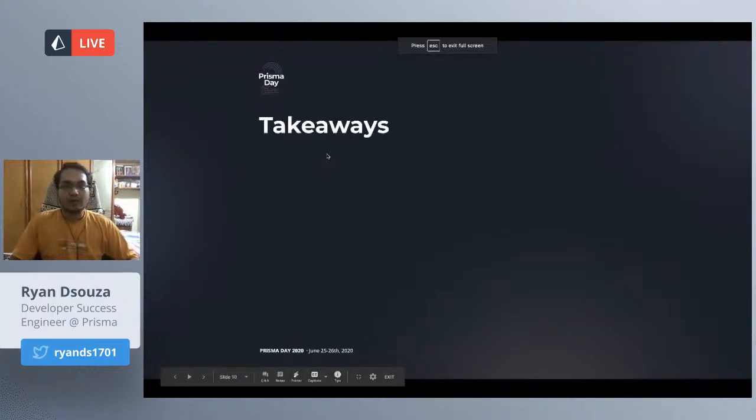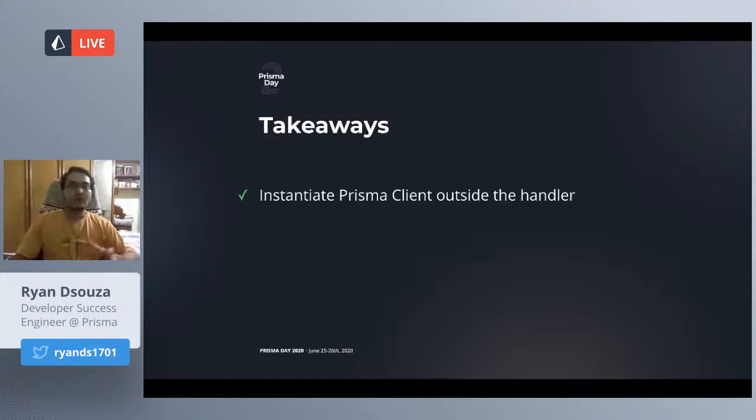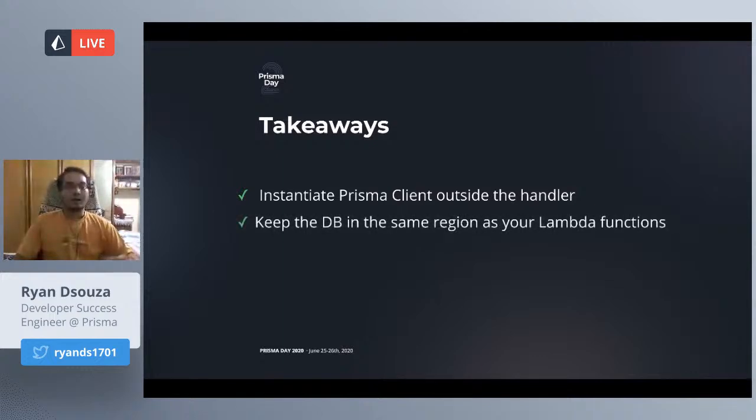what shall we see as the end goal for us in this talk? So always instantiate Prisma client outside the handler. This will always help when you have subsequent requests, so the same client will be used again and again, which will be performant. Another point that I cannot stress enough is keeping the DB in the same region as your Lambda function to reduce latency. And as you saw, the difference between the local and the deployed version.